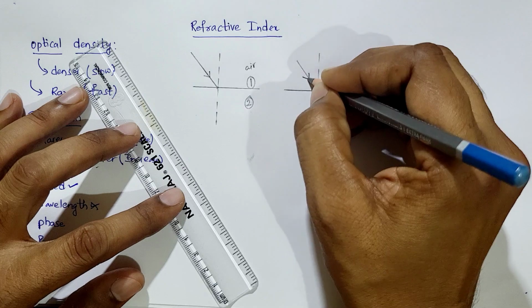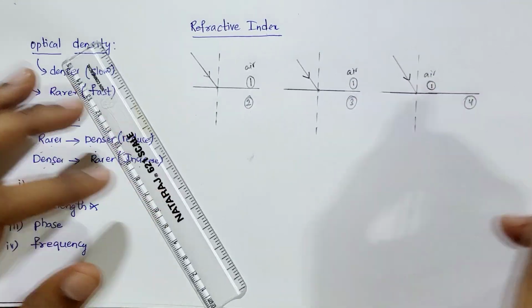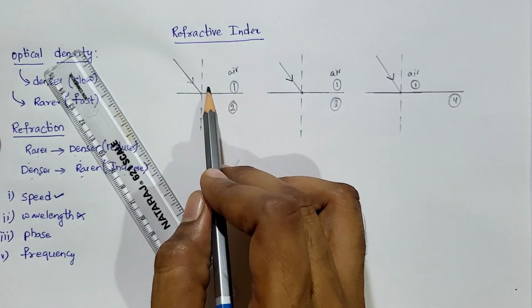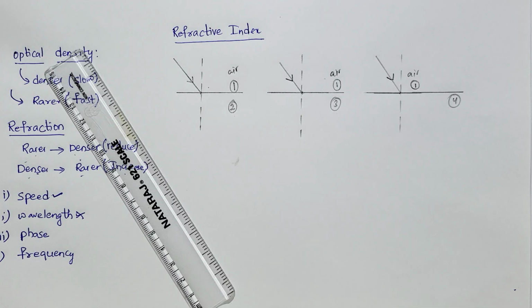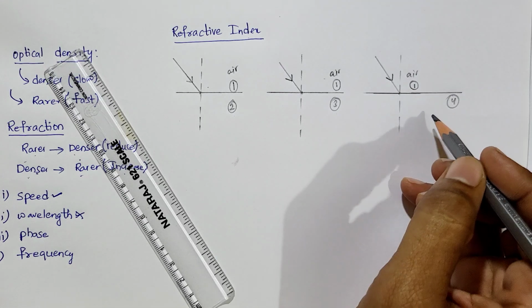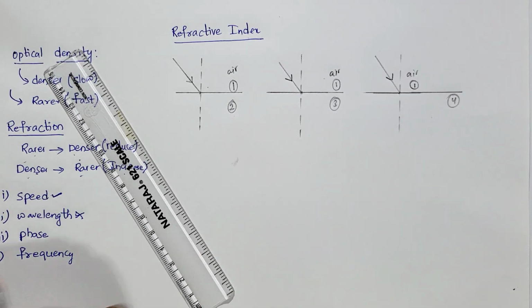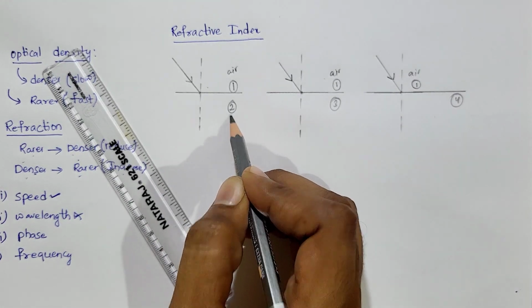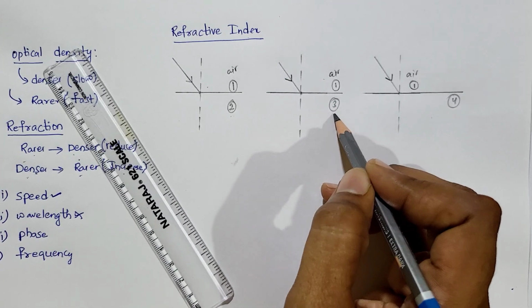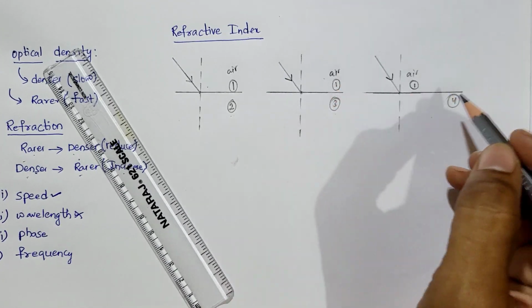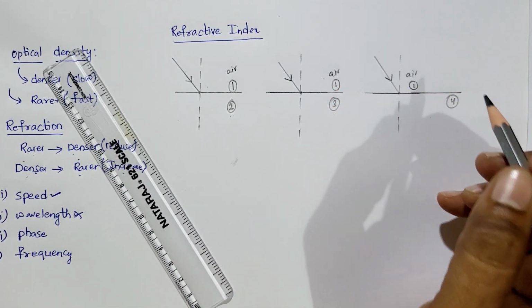Like this, the incident light ray came. I said that the first medium is common for all the refractions. I did not say anything about the second medium, correct? So the second medium will also have a different refractive index. This is the second medium of the first refraction. This is the second medium of the second refraction. This is the second medium of this third refraction.